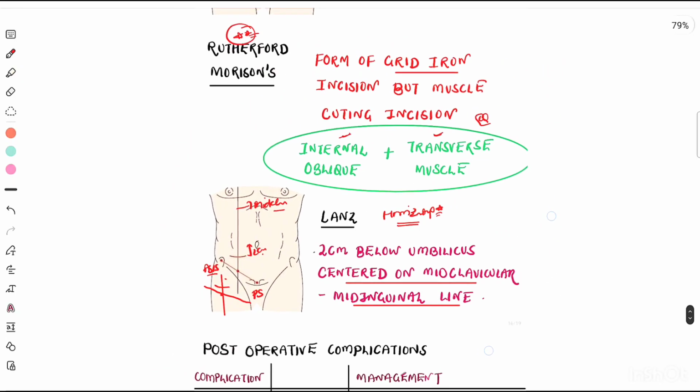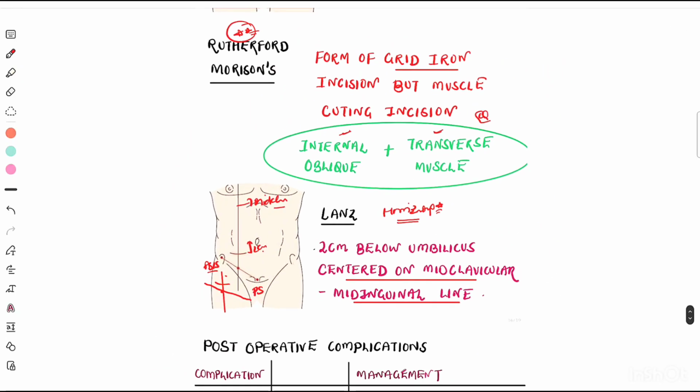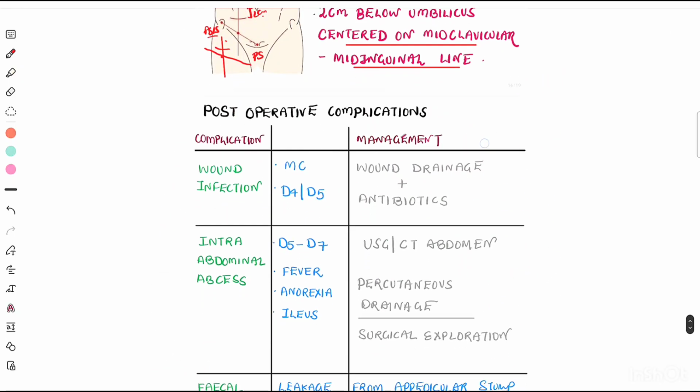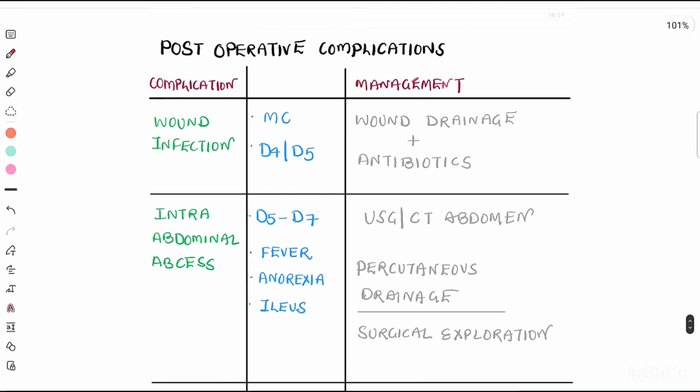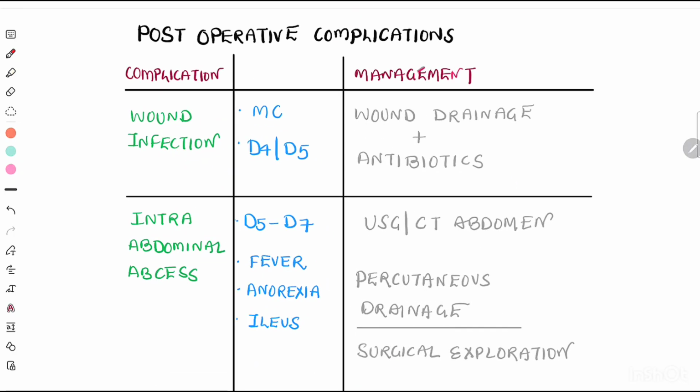So this is all about the surgeries we are going to perform. We are now going to discuss the post-operative complications. In the post-operative complications, the first is wound infection.